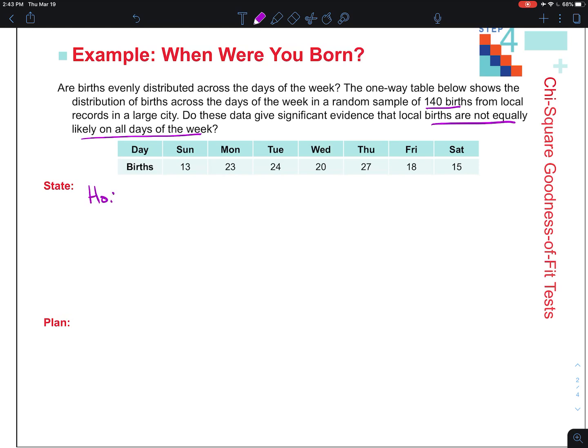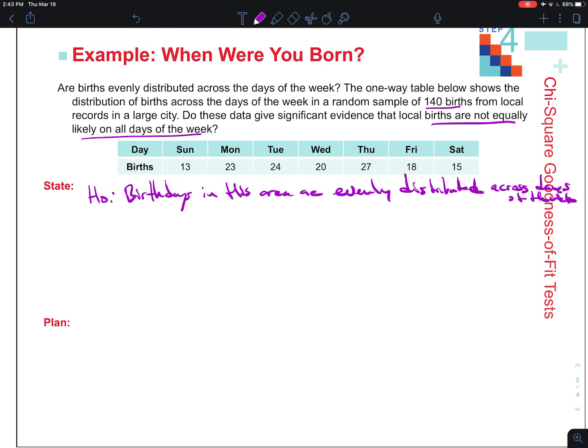So the null is that birthdays in this area are evenly distributed across the days of the week, versus the alternative that the birthdays in this area are not evenly distributed. So that's one way of writing the null and alternative hypothesis.